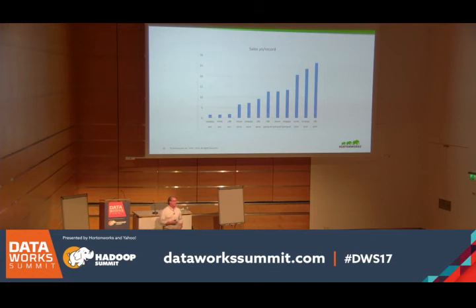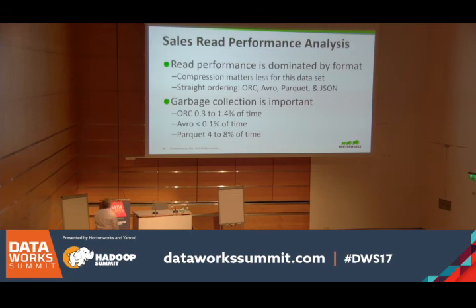Okay, so looking at the sales speed, here you can still see JSON is slow. The Parquet was slower than I expected, and then Avro, and then ORC. So we can really see here the ORC was the smallest, and in fact it read by far the fastest. So the read format dominated the speed, and I started to look at why that happened, and it looks like a lot of the difference is garbage collection, right? ORC was spending 0.3 to 1.4% of its time in garbage collection. Avro was less than 1.1%, and Parquet was doing 4 to 8%. So they're doing a lot of garbage collecting as they read.